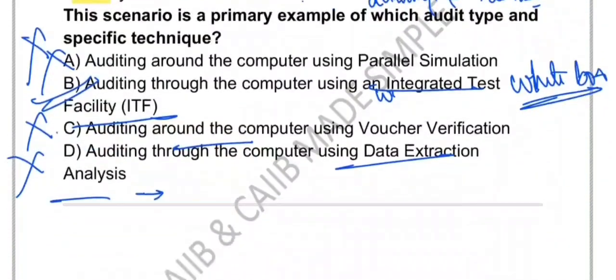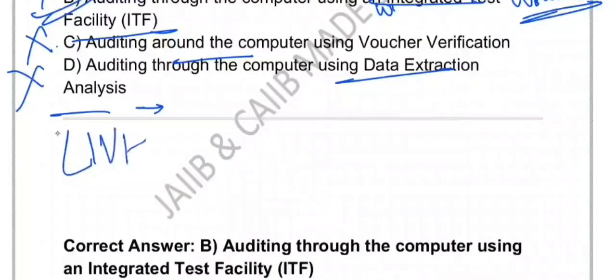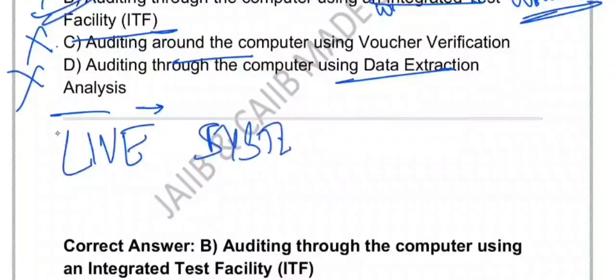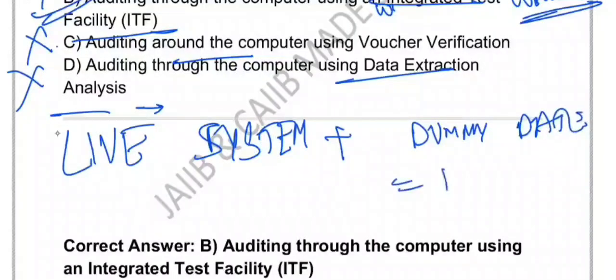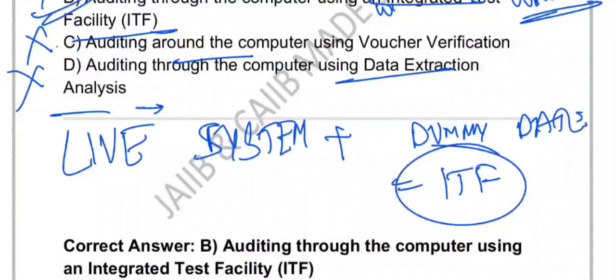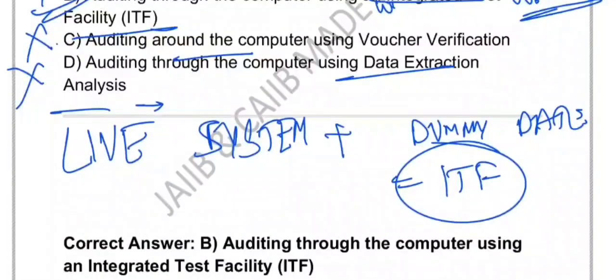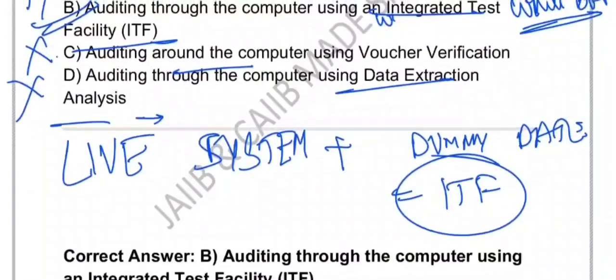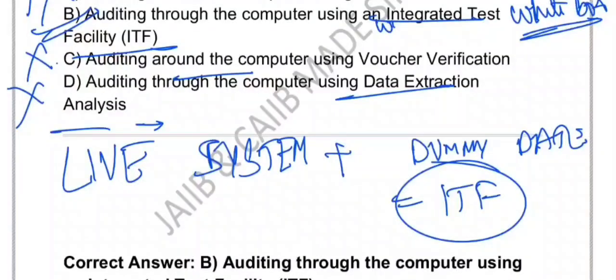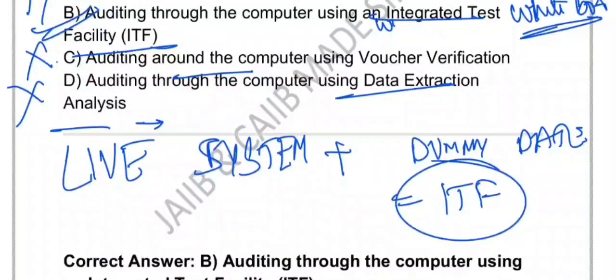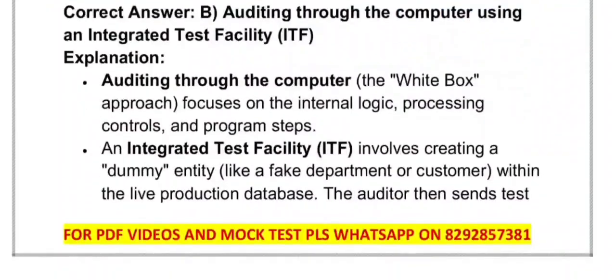So remember, whenever you see the keyword live data or live system, live system plus dummy data, think about ITF. What is ITF? If fake transactions are tested inside the live system to check control, that's called ITF, right? ITF means integrated test facility. Live system, dummy data, right? So what we learned from the discussion: auditing through the computer focuses on internal program logic, suitable for complex systems, and integrated test facility involves dummy transactions run in the live production system, testing the validity of program control. That's why option B is the perfect answer here.